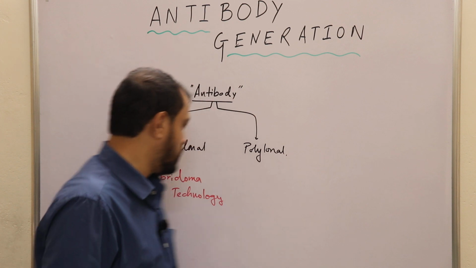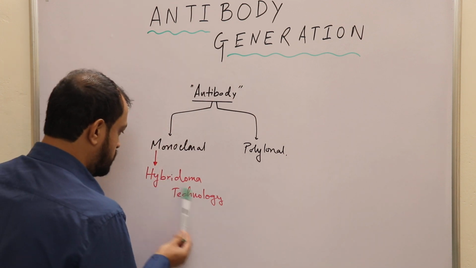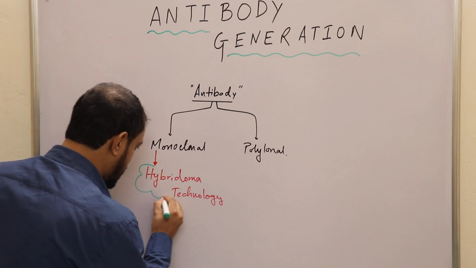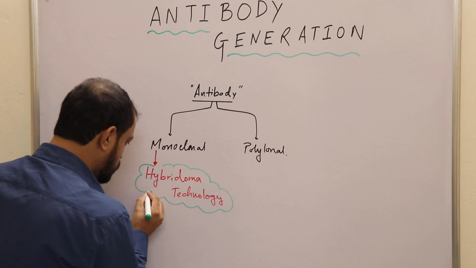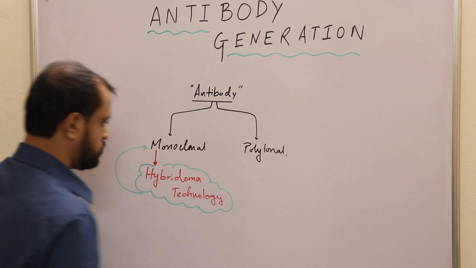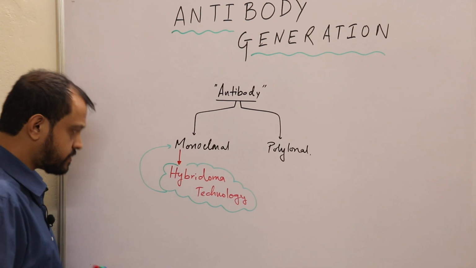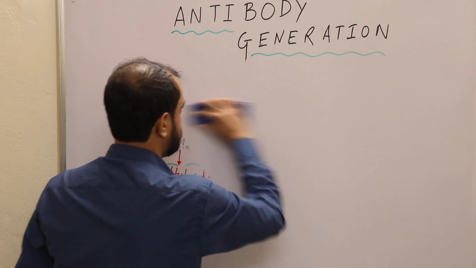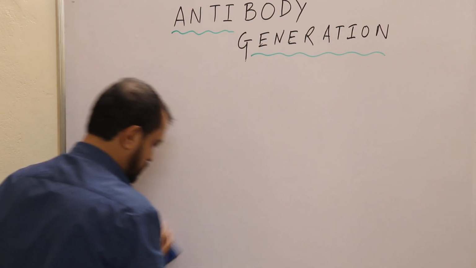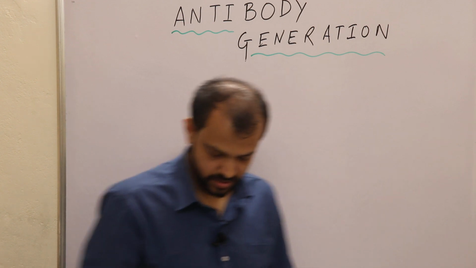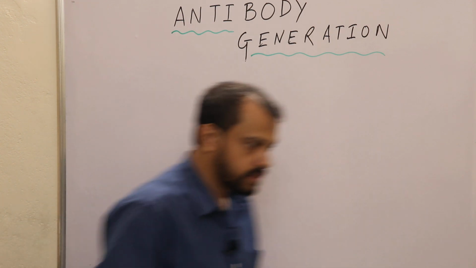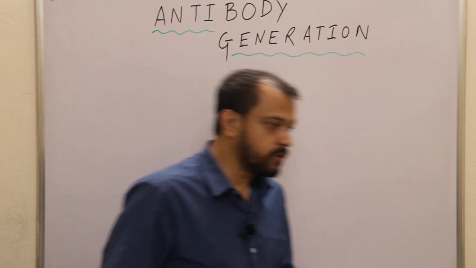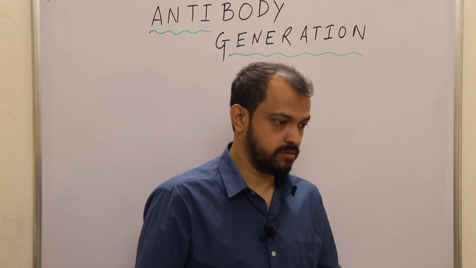Now listen, you should not confuse these terms, hybridoma technology and monoclonal antibody formation, because hybridoma technology is actually a technique using which we can get monoclonal antibodies. You should understand this very carefully. Now, how to get monoclonal antibodies in lab. Now listen, actually you cannot easily produce monoclonal antibody in lab. Why?